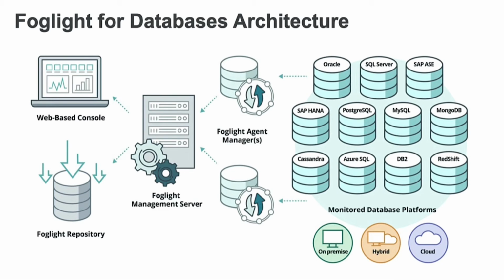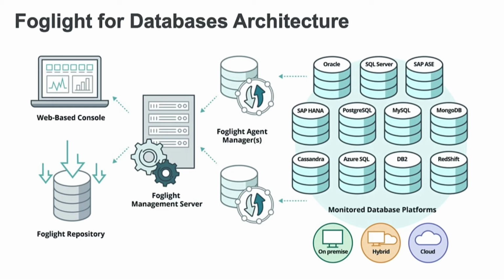Foglight does leverage agentless data collections. There's nothing you have to install on your IT infrastructure in order to monitor and manage it. In other words, you're not installing agents onto database servers. We remotely connect into a database server from what we call a Foglight Agent Manager service, and that allows us to centrally monitor servers without having to install agents across our environment, which most customers prefer.